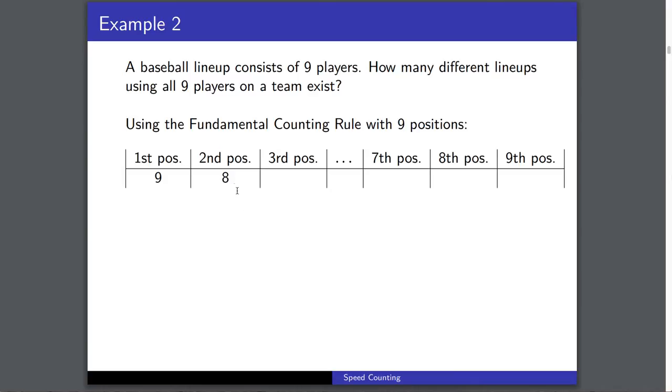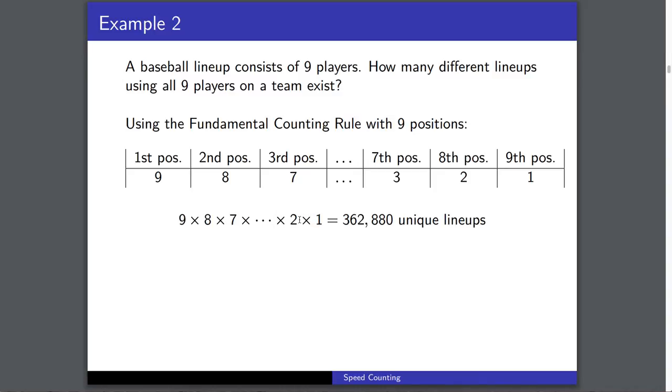Likewise, the third position would have 1 less player available for it, which in this case there's 7 players available. And we can continue this on all the way down to the 7th position, which there are 3 people available for, the 8th position, which there are 2 people available for, and then the 9th position is only 1 player left to play that position. So, hopefully they wanted to play that position. But now to figure out how many different lineups we can make, we can use our fundamental counting rule with 9 times 8 times 7 times 6 times 5 times 4 times 3 times 2 times 1. And we would have 362,880 different lineups that we can make.